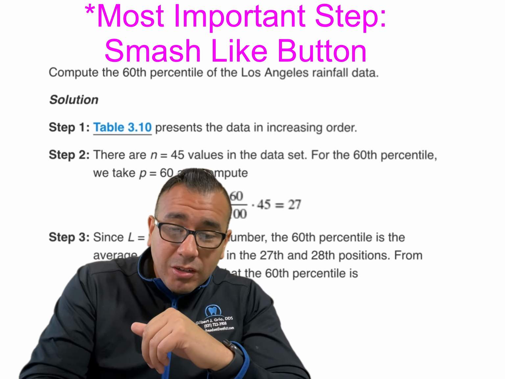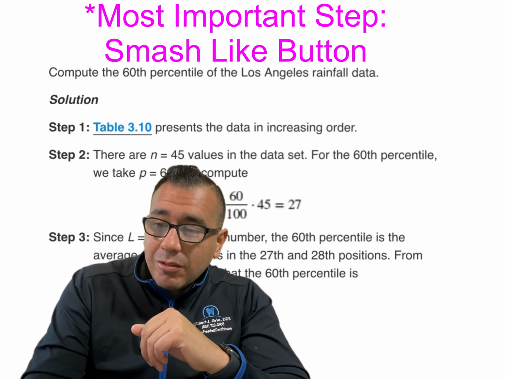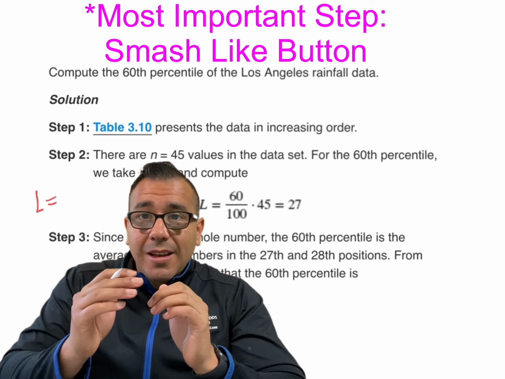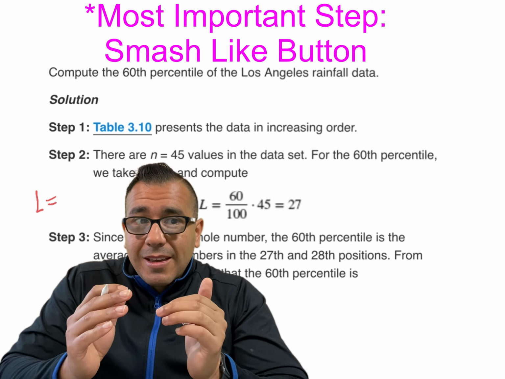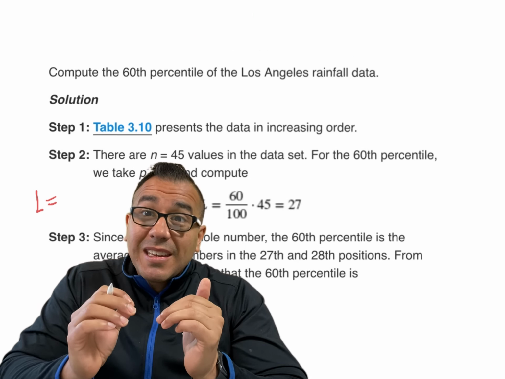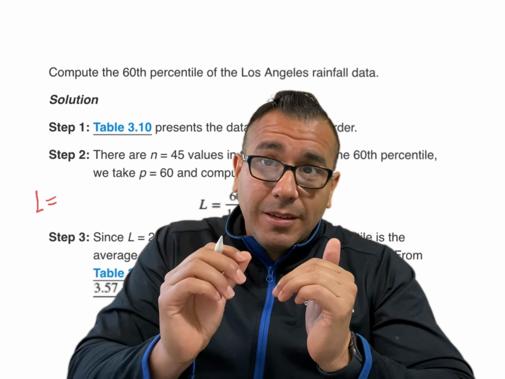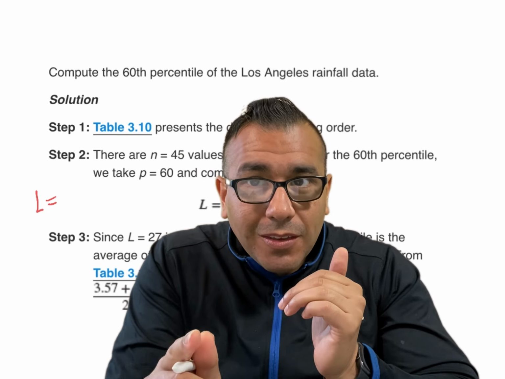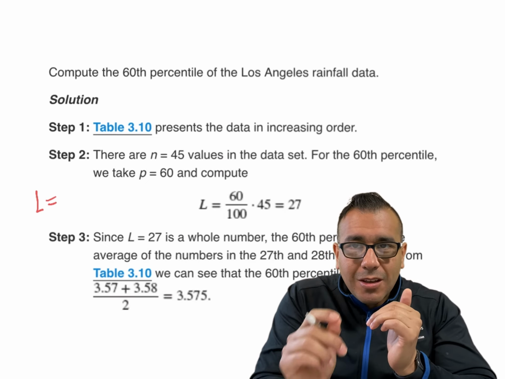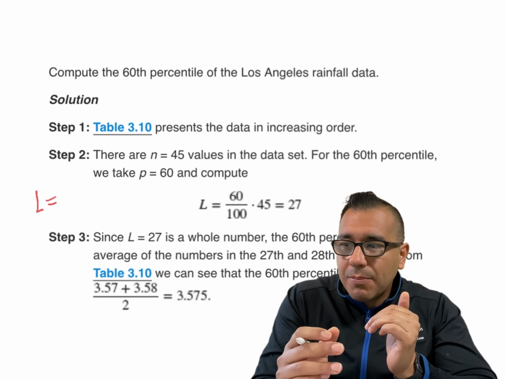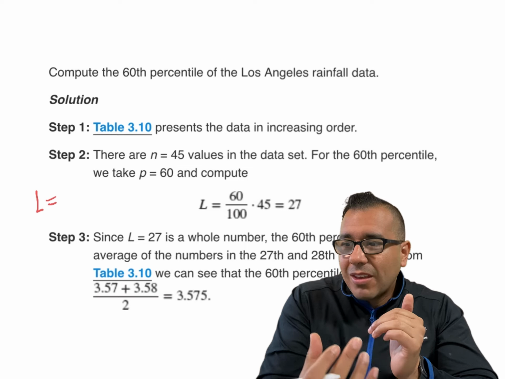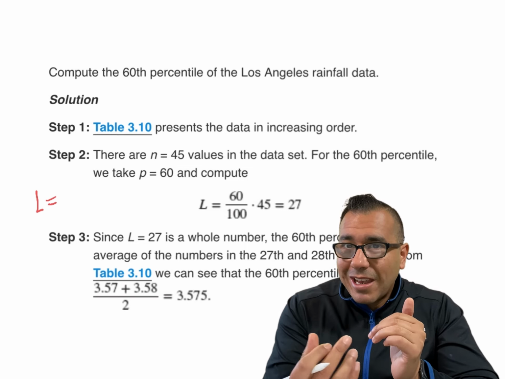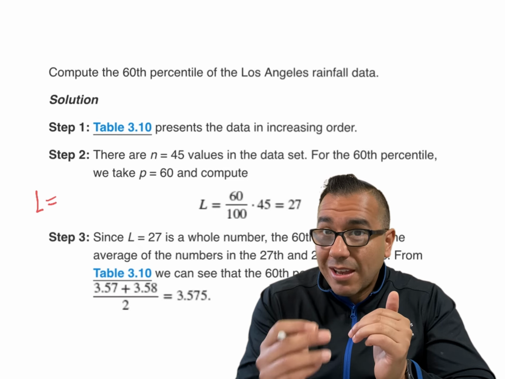Step 2, we need to find our n value, because the formula we're going to be using gives us the location. It doesn't give us the percentile, it gives us the location of the percentile. Make sure you're aware of that, because a lot of people do all this math and give an answer that is just the location, not the actual percentile we're looking for.